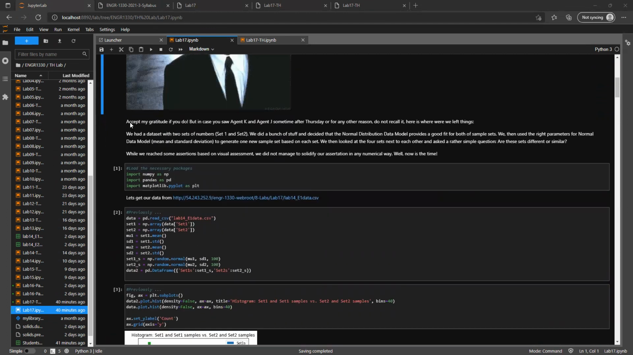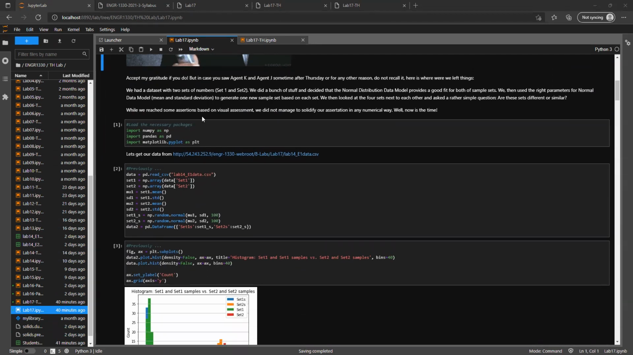Unless your memory's been wiped, what we had was a data set with two sets of numbers. We did a bunch of stuff and decided that the normal distribution data model provides a good fit for both of the sample sets. So that was what I was talking about. What distribution is this? Well, we decided that both of them are probably normal. Then we used the right parameters for our normal data model to generate one new sample set based on each set.